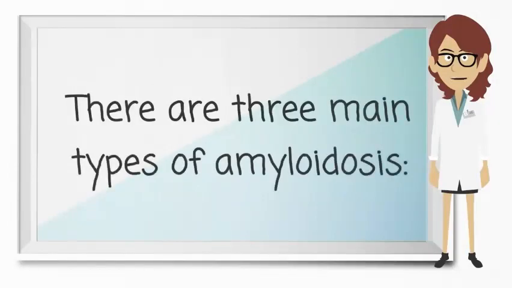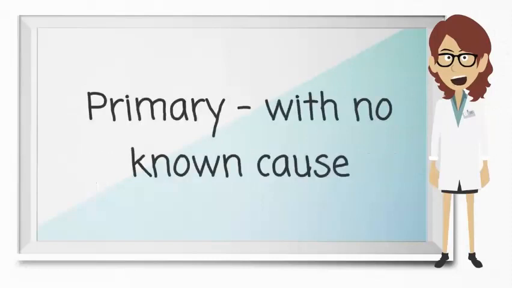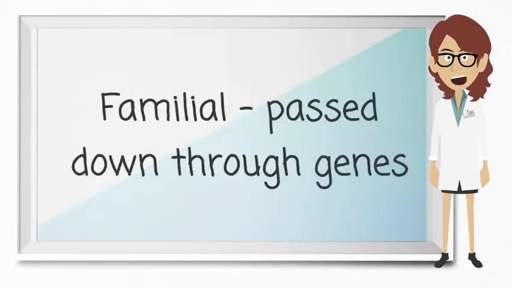There are three main types of amyloidosis. Primary, with no known cause. Secondary, caused by another disease, including some types of cancer. Familial, passed down through genes.